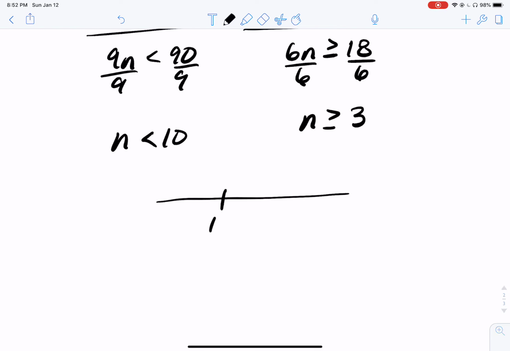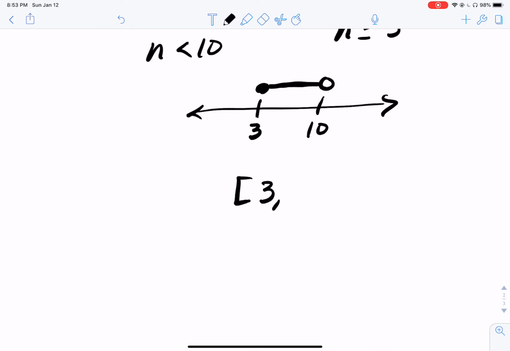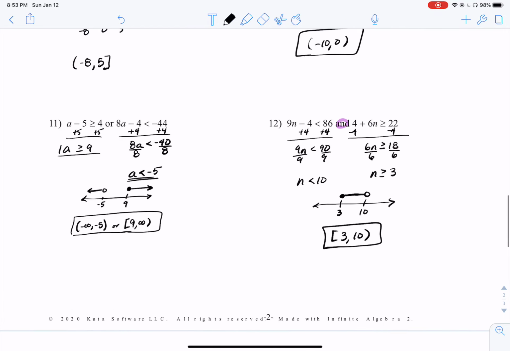And again, we're not going to write this as 10 and then 3. That doesn't make sense on the number line. We have to write the number line appropriately. 3 is smaller than 10, so on the number line 3 should go first and 10 second. Above the 3, we would have a closed circle, and on the 10, we would have an open circle. And again, because it's an and inequality, they will go towards each other. So our interval would start with a bracket, go from 3 to 10, and finish with a parenthesis. So this would be the interval notation to that right there.